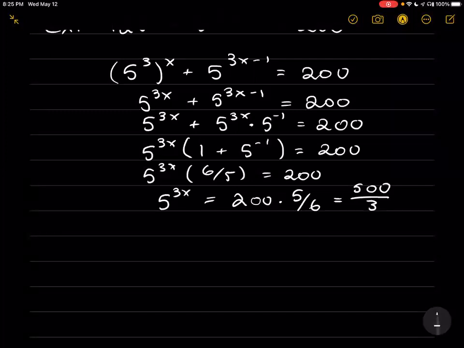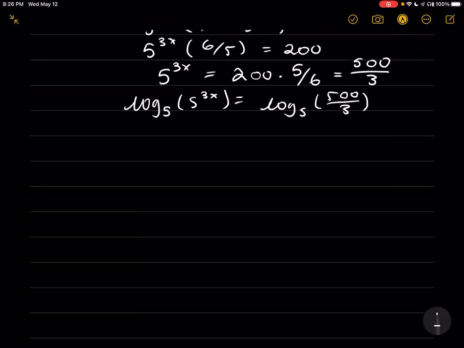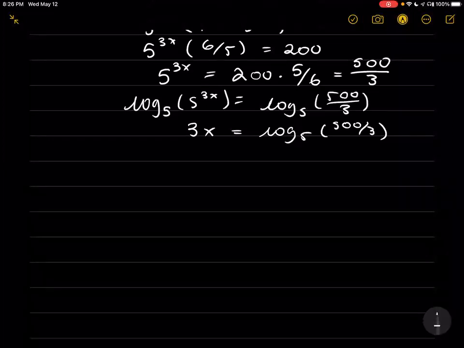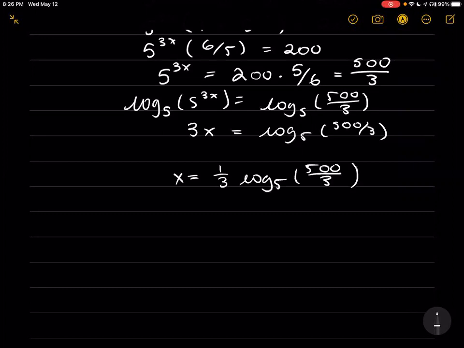We can take the log base 5 of both sides. So we'll do log base 5 of 5^(3x) equals log base 5 of 500/3. And then using our property number 3, we have that 3x equals log base 5 of 500/3. And then we can just divide both sides by 3. And we just get x equals 1/3 times log base 5 of 500/3. And I actually think this might be the simplest way to write it.